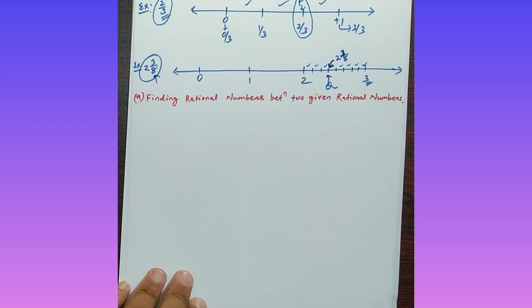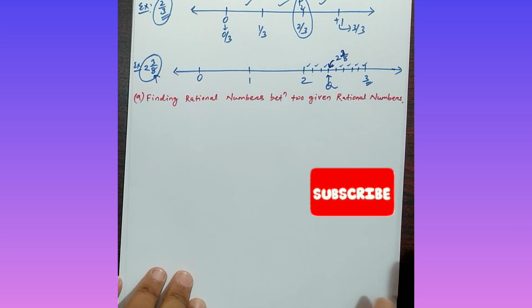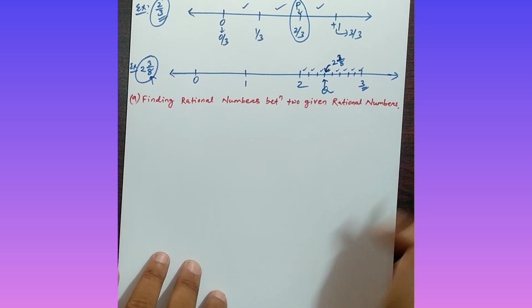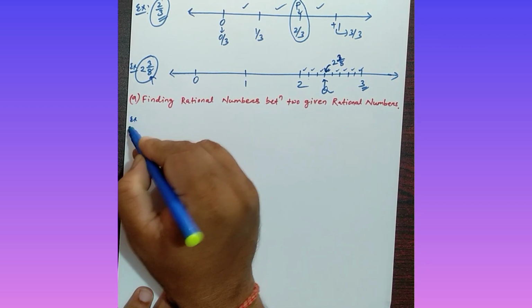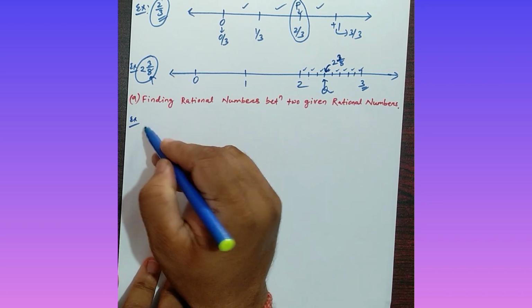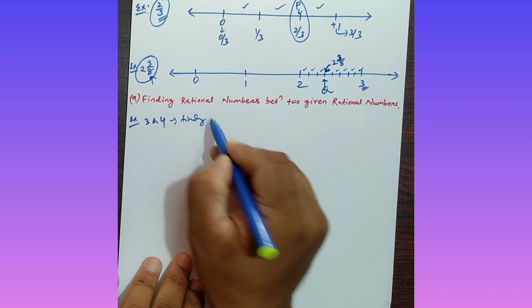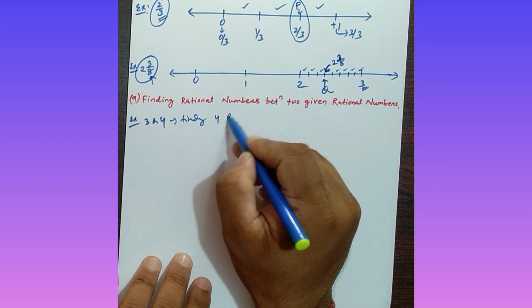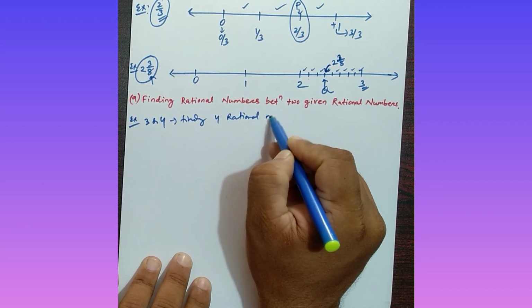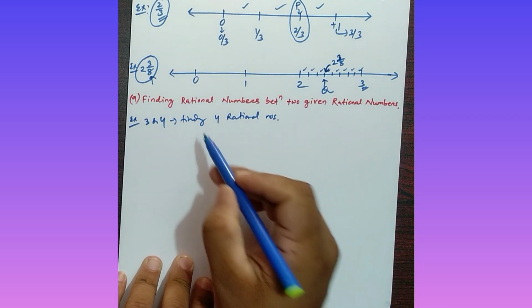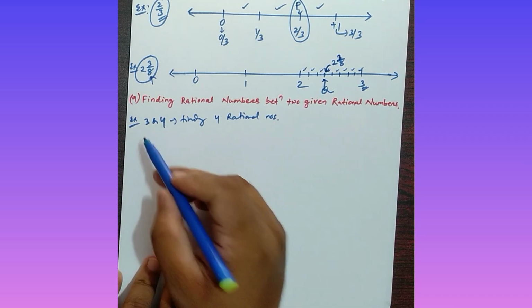मतलब दो rational number आपको दिया जाएगा and you are going to find the rational number between two given rational numbers. कैसे फाइंड आउट करेंगे? Very interesting. Look at here. Let's suppose one example I am telling you that is 3 and 4. ठीक है, 3 and 4. क्या करना है? Finding 4 rational numbers between 3 and 4.